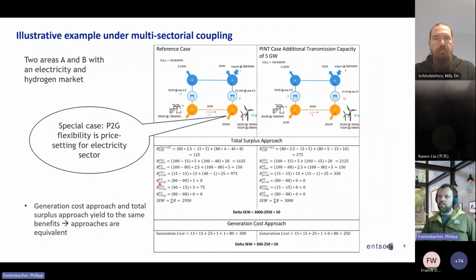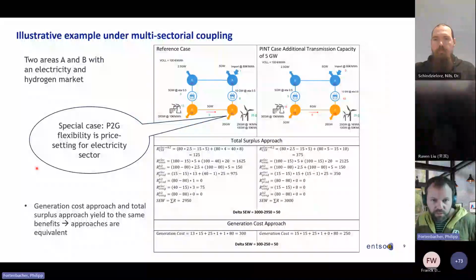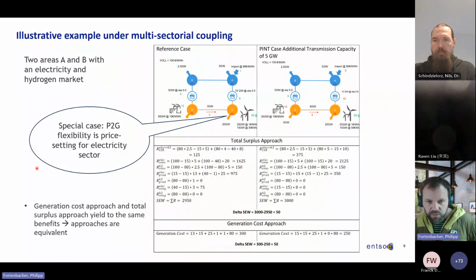Okay, so this was the illustrative example under multi-sectorial coupling. Before I move on with the B81, are there any questions on this? One question was just raised, Philip. I think just the last one, basically. What are we conceptually missing if we do not include the cross-sector rents in this SKU?